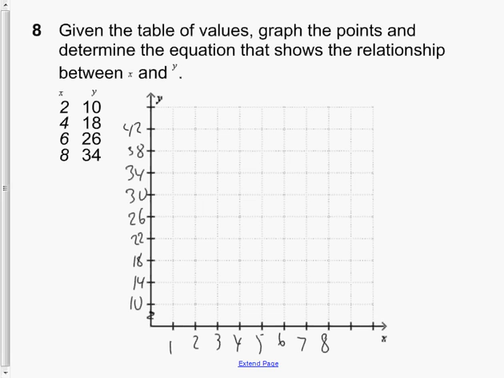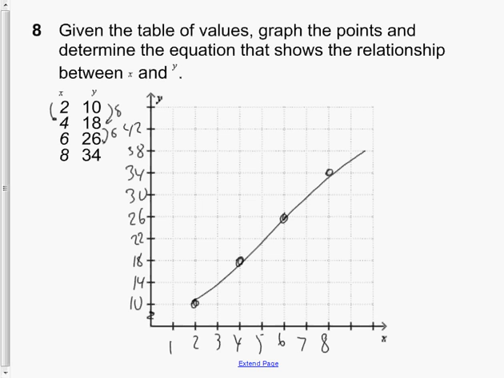So 2, 10 is here. 4, 18 is here. 6, 26 is here. And 8, 34 is here. So there's our line. And our equation, the difference here is 8.